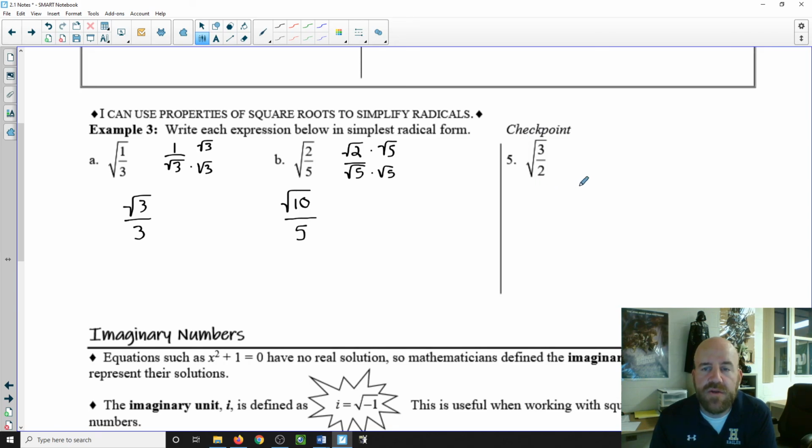So pause and do the checkpoint. So we should have multiplied by root 2 to the top and the bottom. So root 2 times root 2 is 2. And then root 3 times root 2 is root 6. We cannot break that down, so that should be our final answer.